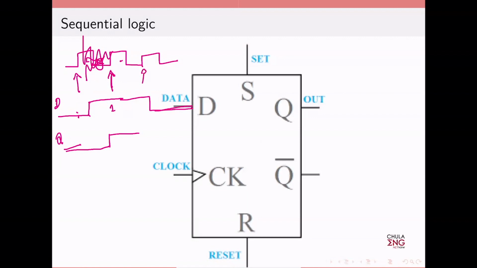And then at this edge, D is still 1, so Q remains 1 until the next clock, then it reads in. So Q only changes when the clock has changed from 0 to 1, at the rising edge only. This is all the D flip-flop does. It stores the number only when the clock is rising, okay?